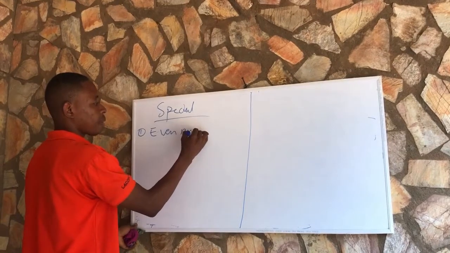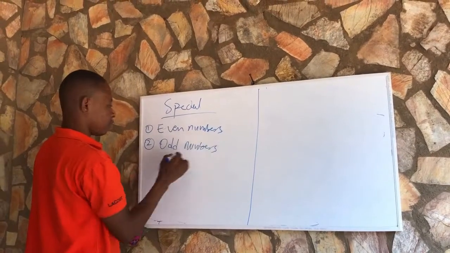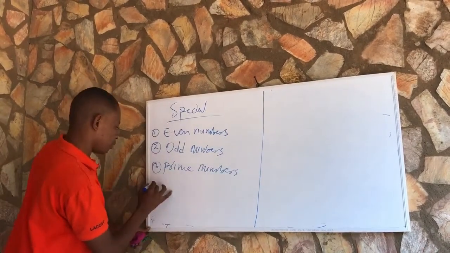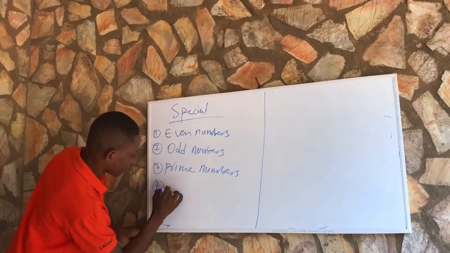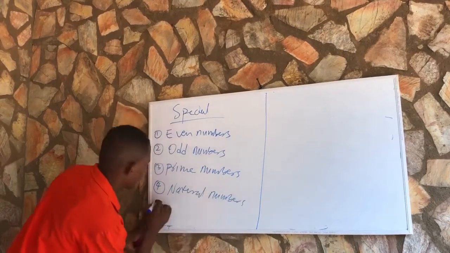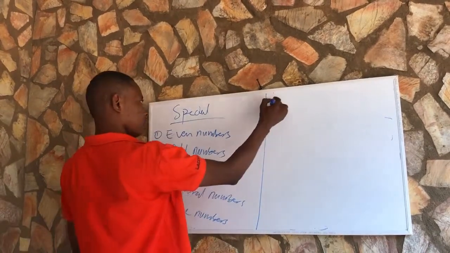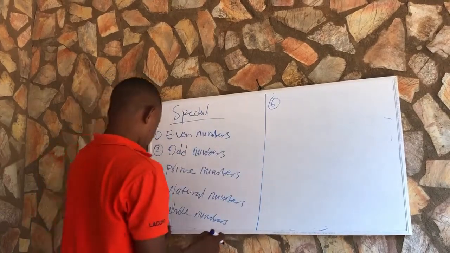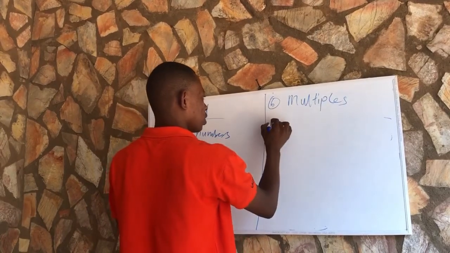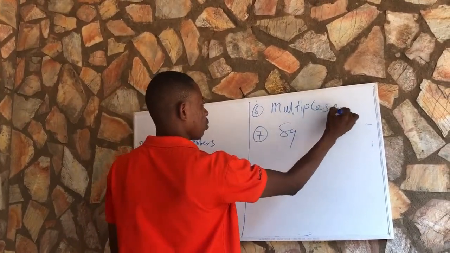So we have even numbers, odd numbers, prime numbers, natural numbers, whole numbers, multiples of numbers.